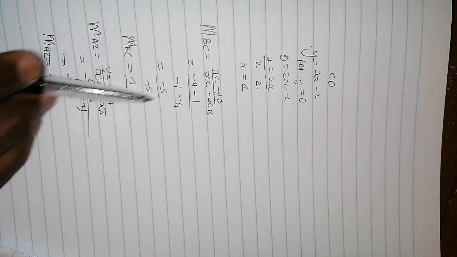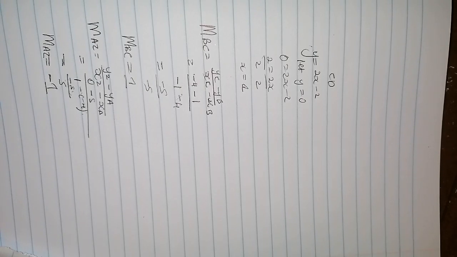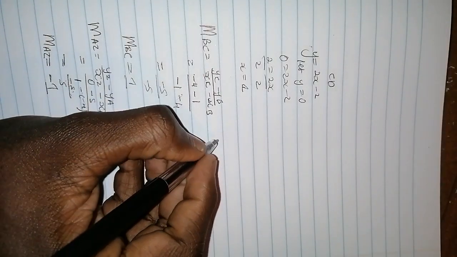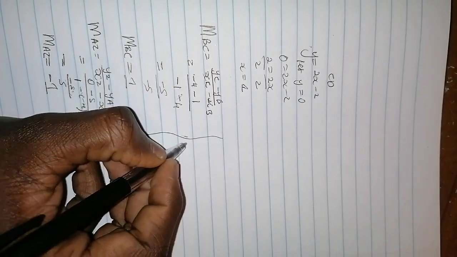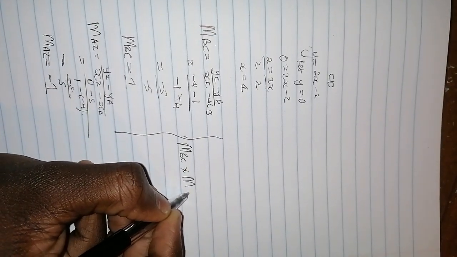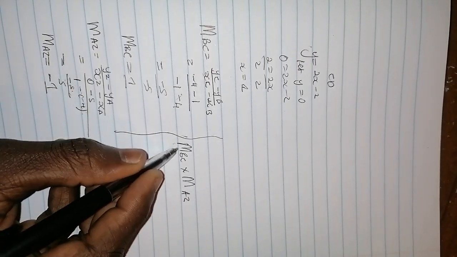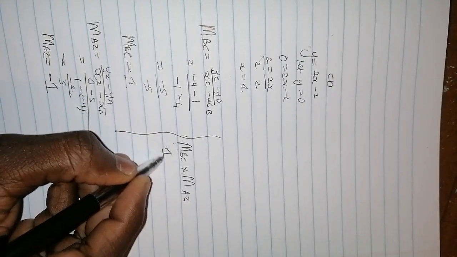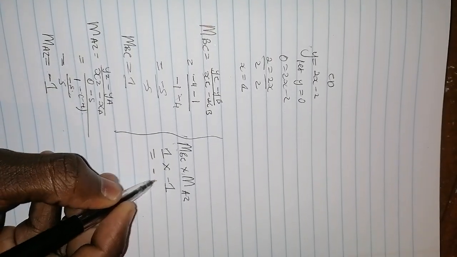Many of you know that if the gradients of these lines multiply to minus 1, we can conclude the lines are perpendicular to each other. So let's check: the gradient of BC times the gradient of AZ is 1 times minus 1, which gives minus 1.